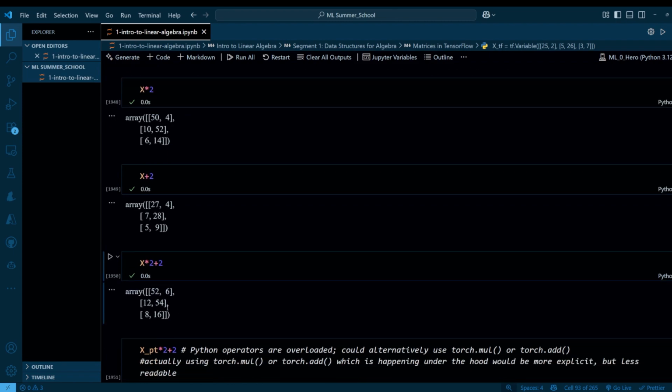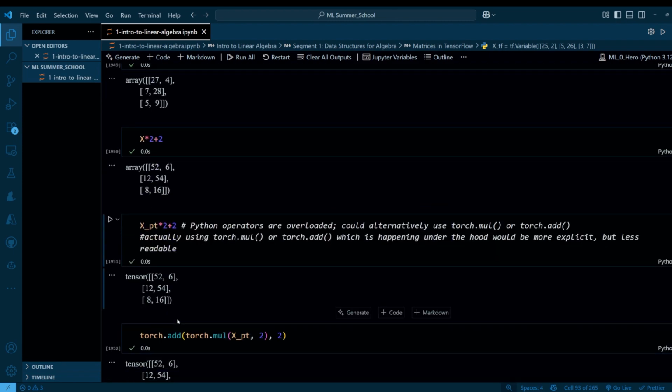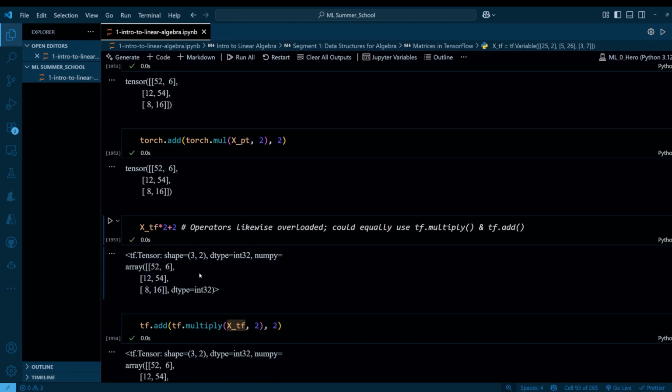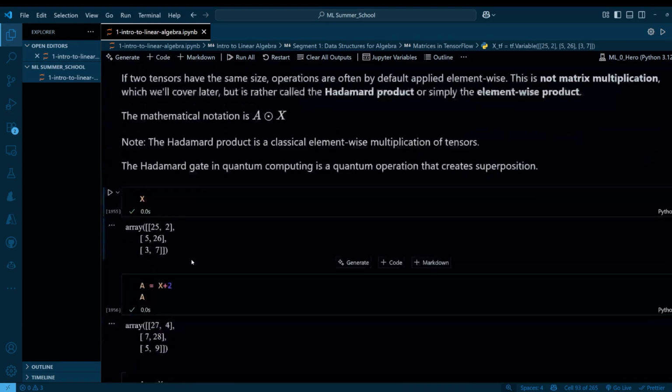Again, we can do both of the stuffs. We can multiply and then add 2. A lot of things we can do. These are the basic stuffs. Here using the torch, you can again do that. Here by using the Tensorflow, you can do that.